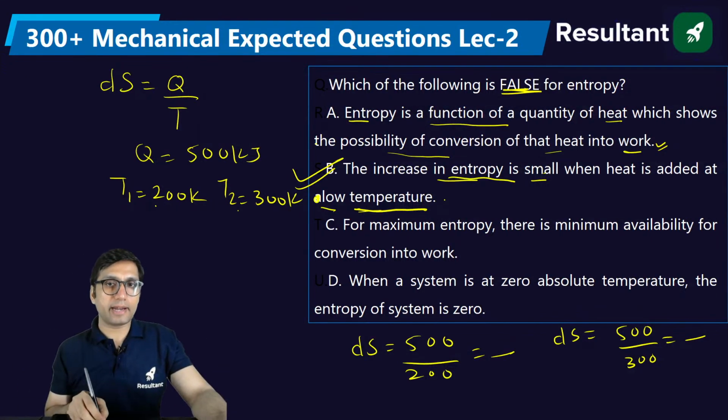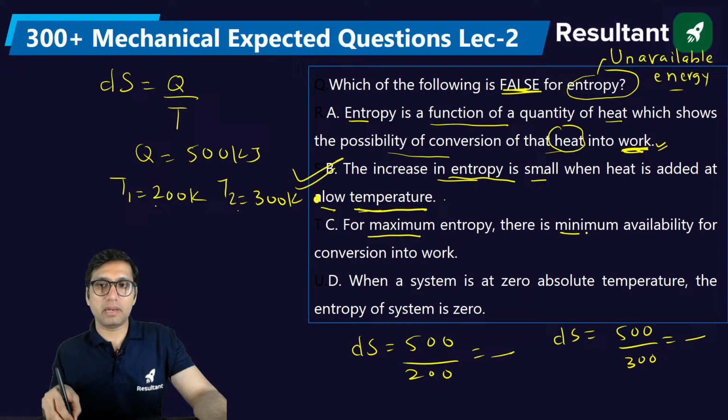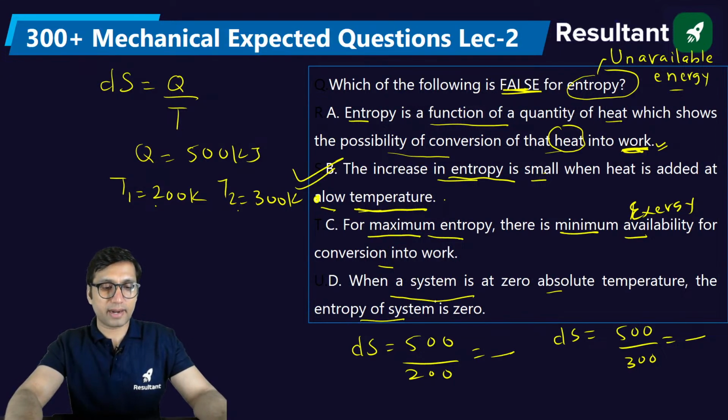Why is this statement correct? Because what does entropy represent? Entropy is related to unavailable energy, or irreversibility. Unavailable energy is the portion of the total energy, also called heat, which you are not able to convert into work. So for maximum entropy, there is minimum availability for conversion to work. If entropy becomes maximum, availability or exergy will become minimum. That is correct. When a system is at zero absolute temperature, entropy will be zero. That is correct. All the points are correct. Option B is incorrect, false.